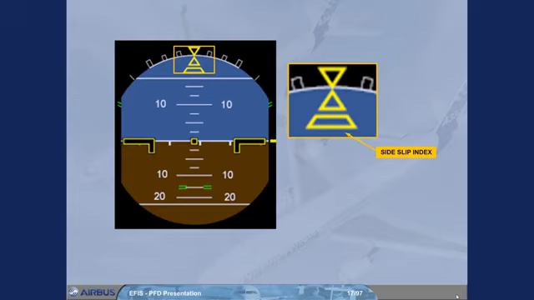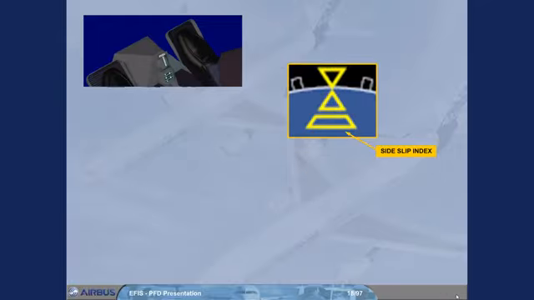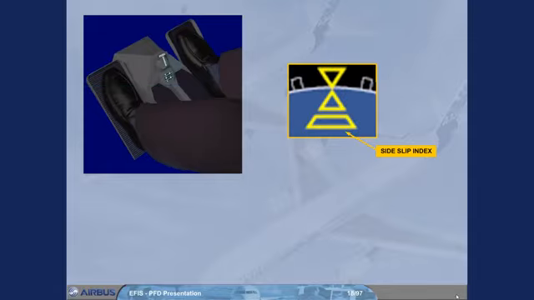When this index is centered with the roll index, the side slip equals the side slip target for optimum aircraft performance. The pilot flying must use pedals to reduce side slip to 0. If the base of the pyramid is to the left, use your left foot to center the pyramid. If the base of the pyramid is to the right, use your right foot to center it.